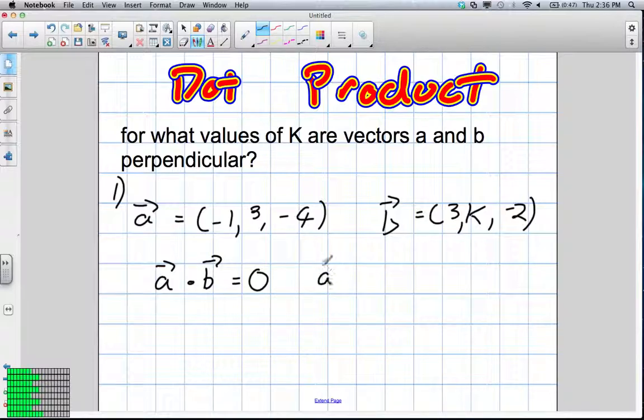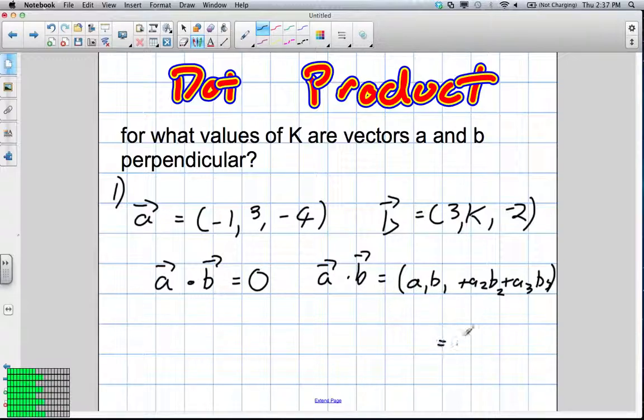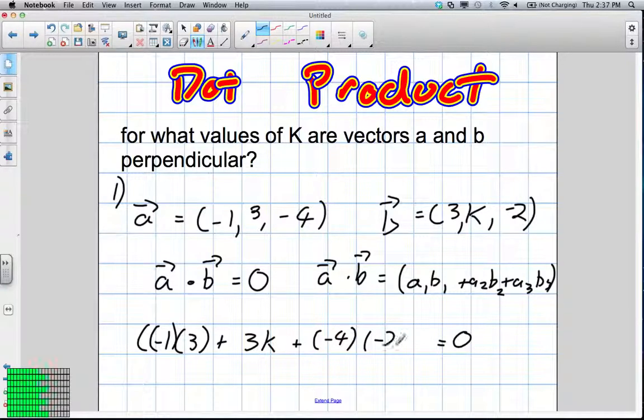We also know that a dot b is also equal to, in this case, because we're in 3 space, a1 times b1 plus a2 times b2 plus a3 times b3, correct? So what we're going to do here is put this equation equal to 0. So in the end, this will be equal to 0, and we'll do -1 times -3, then 3 times k, which is 3k, plus -4 times -2 is going to be equal to 0. That's how we've pieced this together.